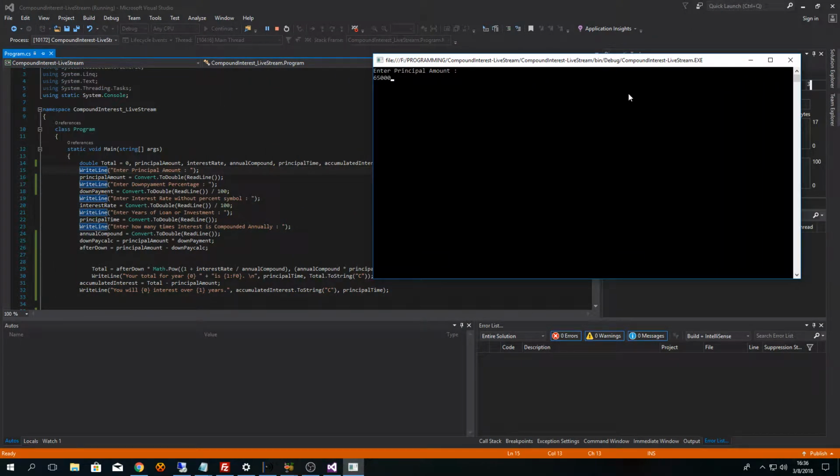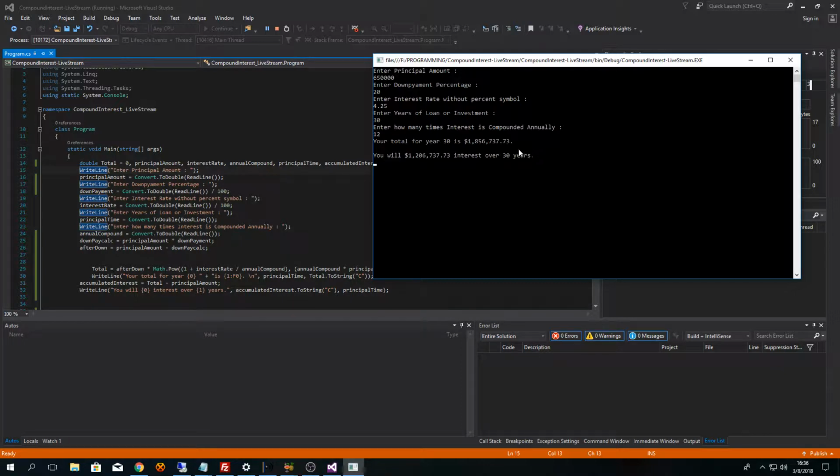So again, 650,000. Down payment percentage is 20%. Interest rate is going to be 4.25%. Years of 30-year loan fixed, compounded 12 times a year. That's exactly what we're looking for. That's right. You will be paying $1.8 million, roughly $1,856,737.73, and you'll be paying $1.2 million in interest over 30 years.